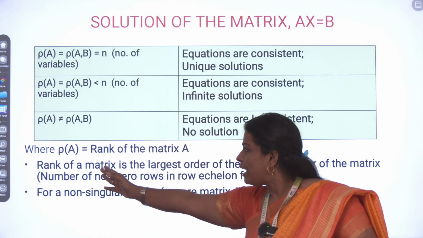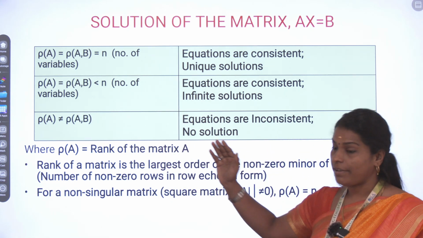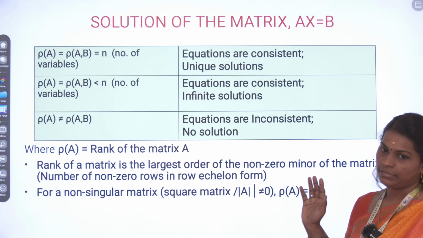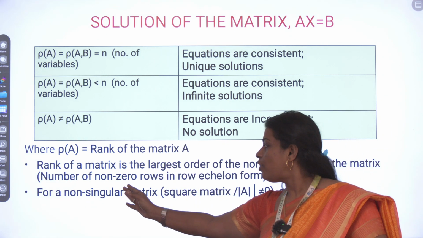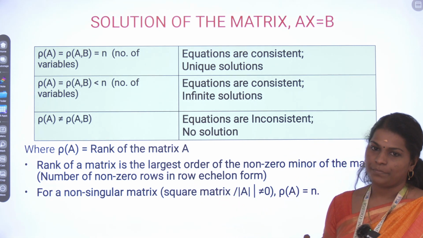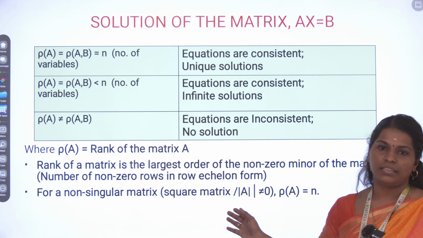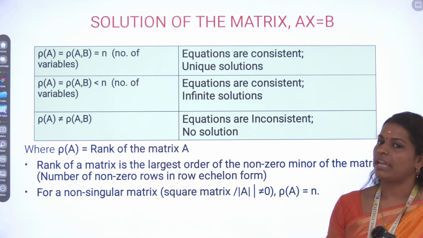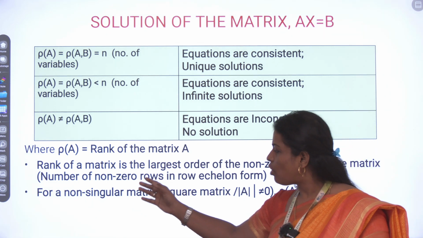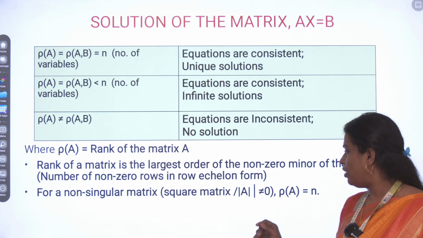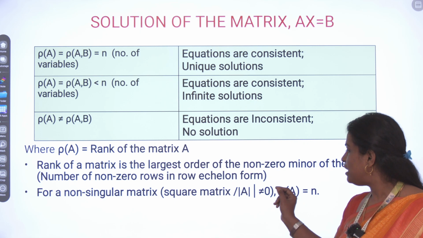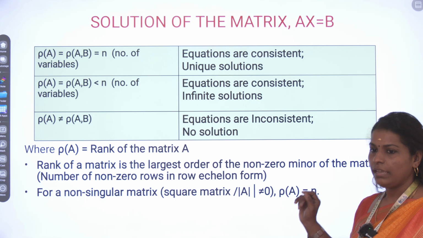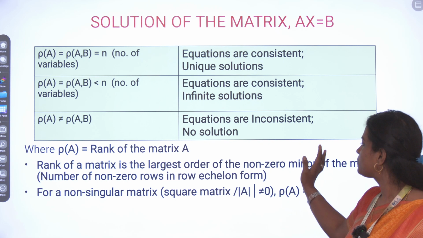So rank of A is nothing but the rank of the matrix, and rank is nothing but the largest order of the non-zero minor of the matrix, or simply the number of non-zero rows in row echelon form. This row echelon form is nothing but an upper triangular matrix, converting the given matrix into an upper triangular matrix. And for any non-singular matrix, that is for any matrix whose determinant is not equal to 0, the rank of that matrix is given by the number of variables n.